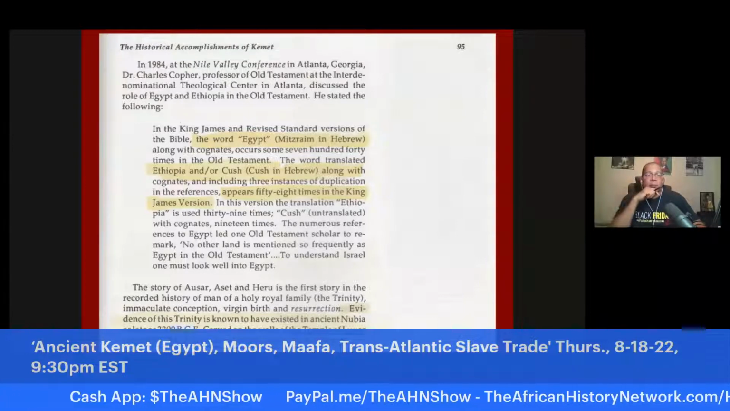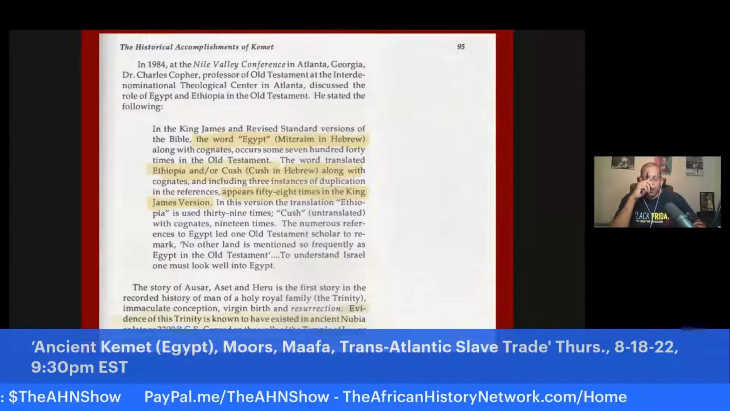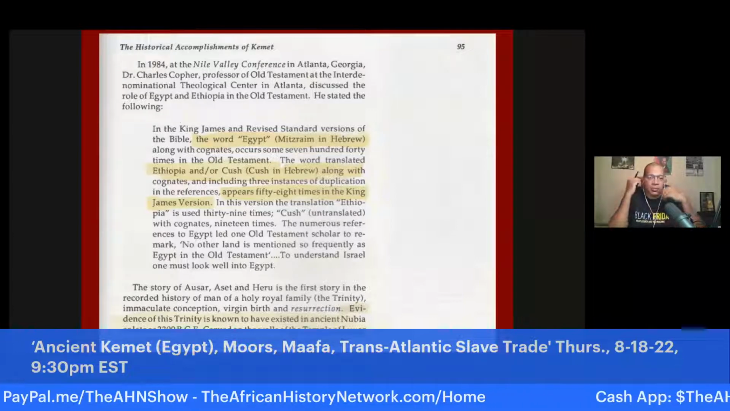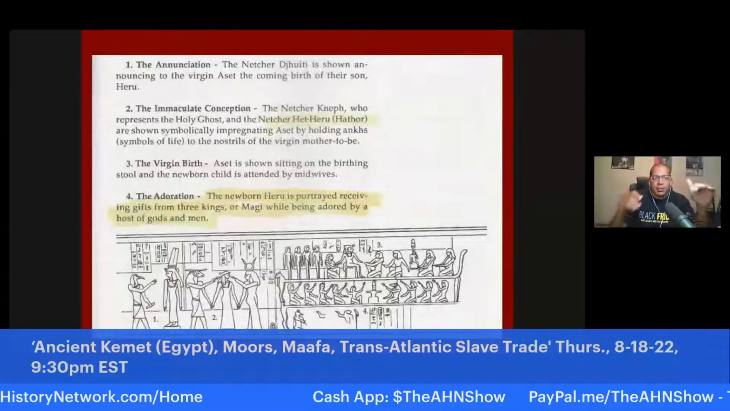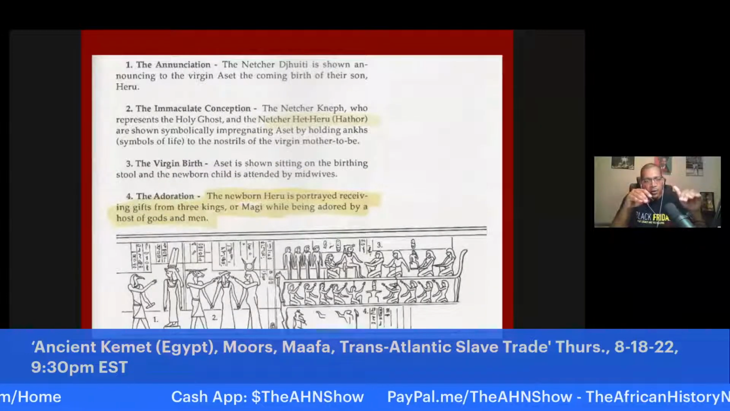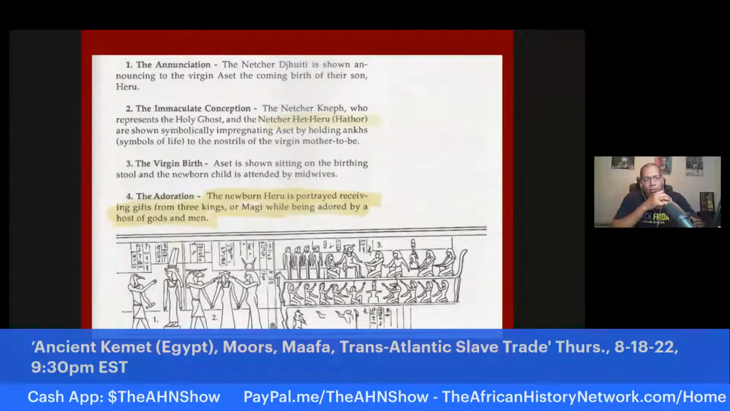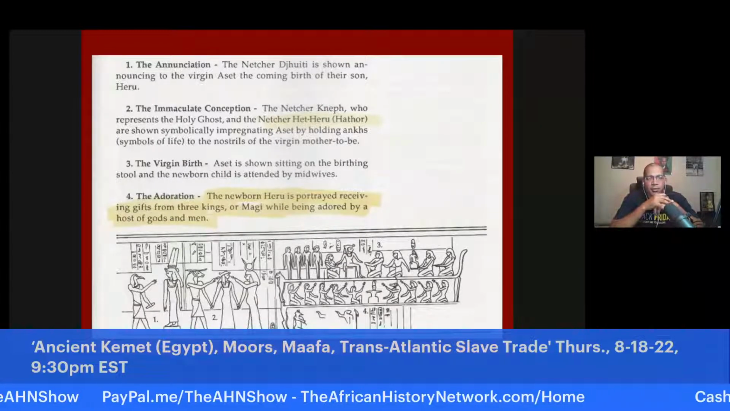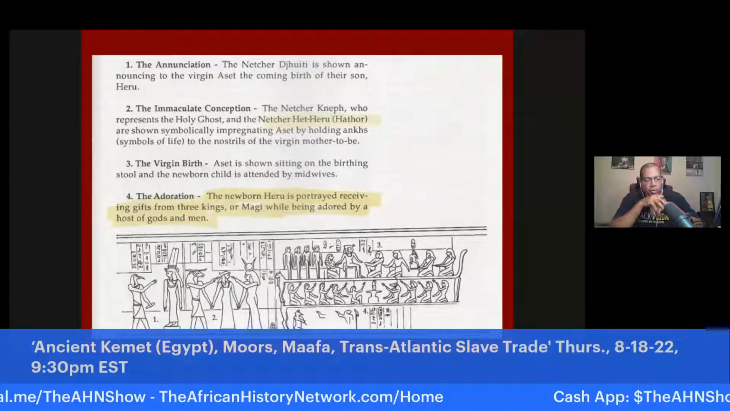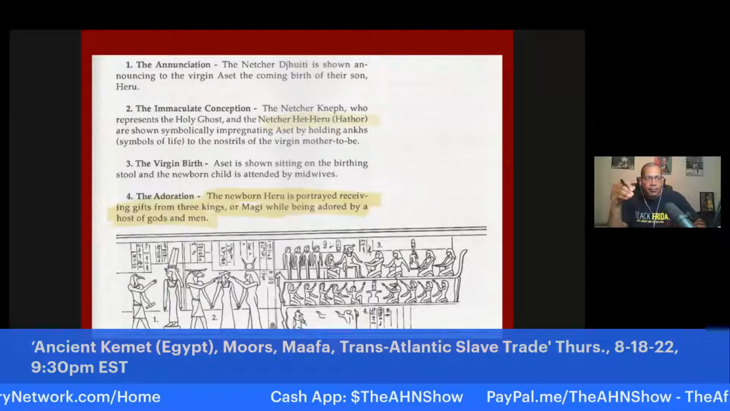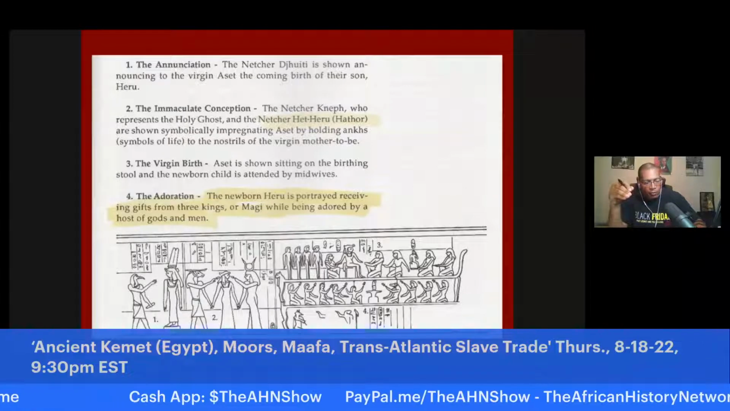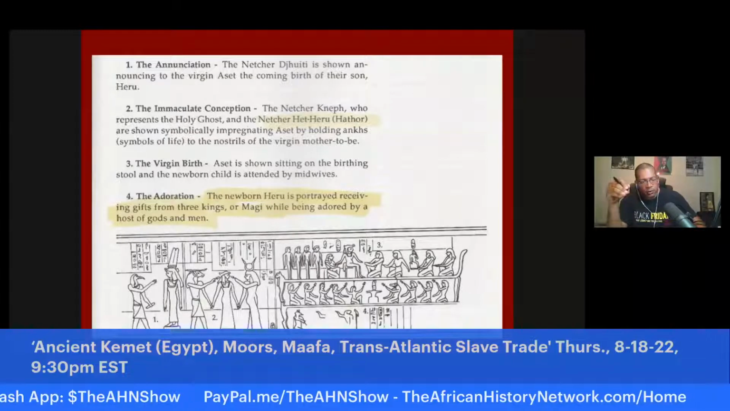Carved on the walls of the Temple of Luxor, circa 1380 BCE, are scenes which depict the following. You have the Annunciation, the bottom panel, number 1. The Neter Dahuti is shown announcing to the Virgin Aset the coming birth of Heru. This is the Annunciation.